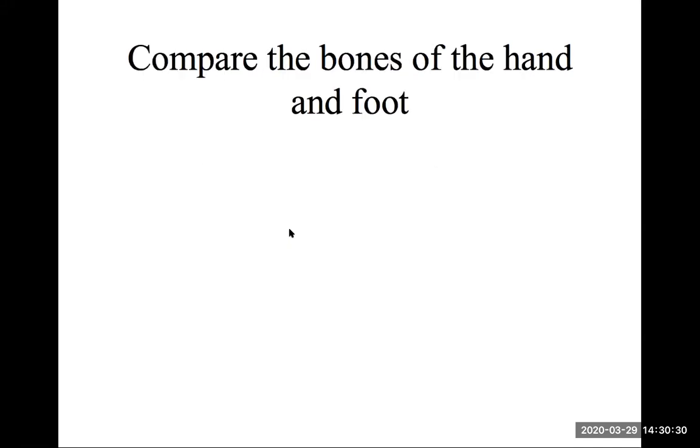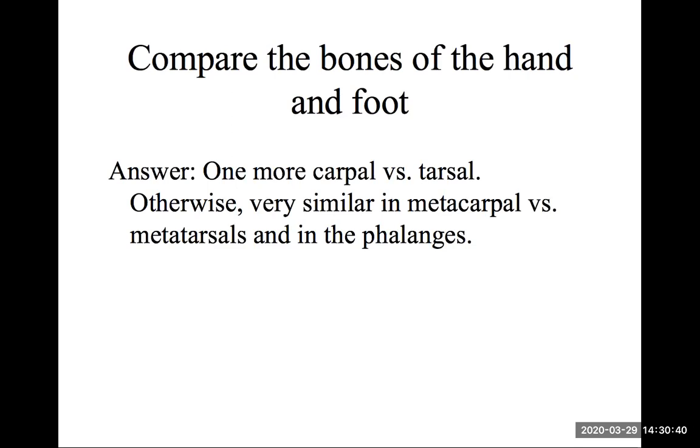Okay, compare and contrast the bones of the hand and the foot. So once you've completed studying the hand and the foot, I want you to think about in what ways are they similar and in what ways are they different. Basically, it comes down to you have one additional carpal versus your tarsals. So you have 8 carpals and 7 tarsals. Otherwise, the metacarpals and metatarsals are very similar between the two, and the number of bones that are found in the phalanges are identical.